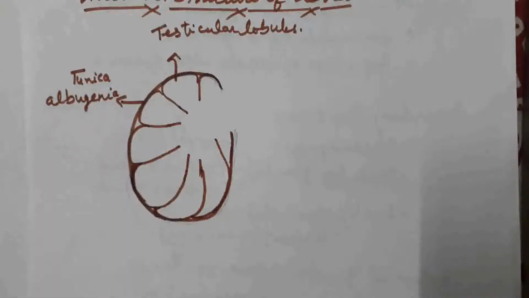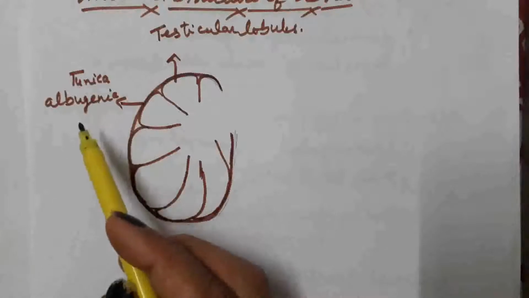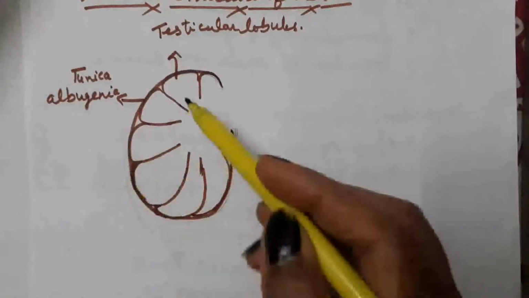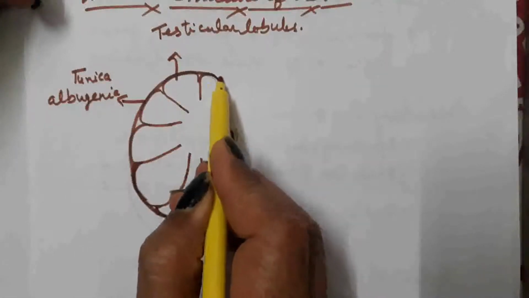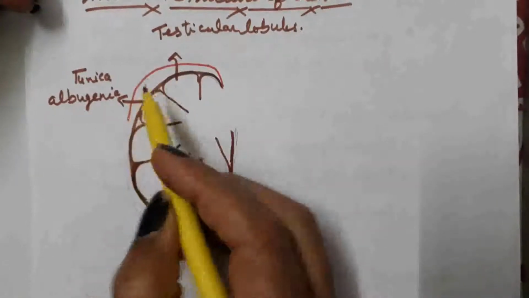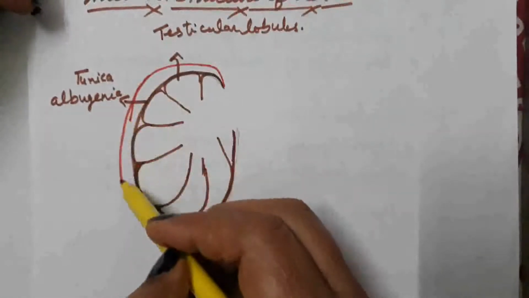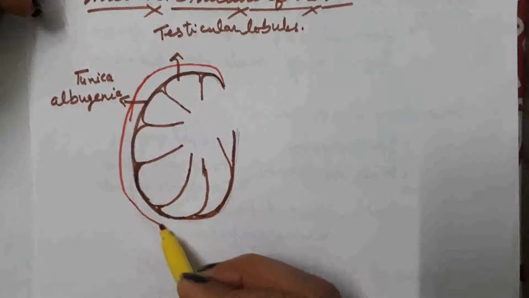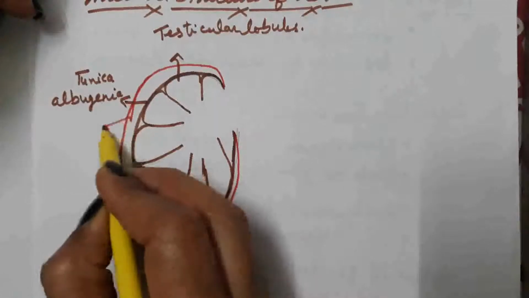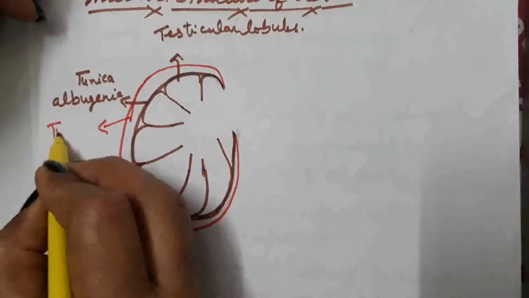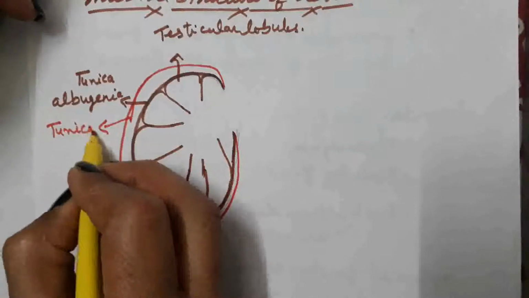So internally the testis is divided into approximately 250 compartments by invagination of the tunica albuginea, and these compartments are known as the testicular lobules. Around the testis, one more covering is present, that is also a protective covering. What we call it is the tunica vaginalis.